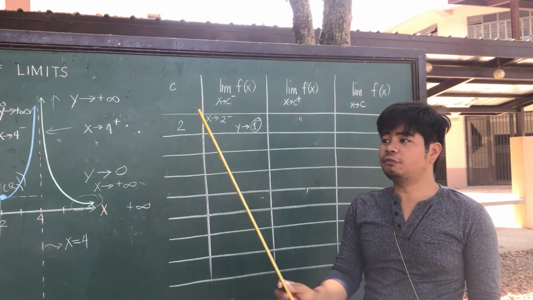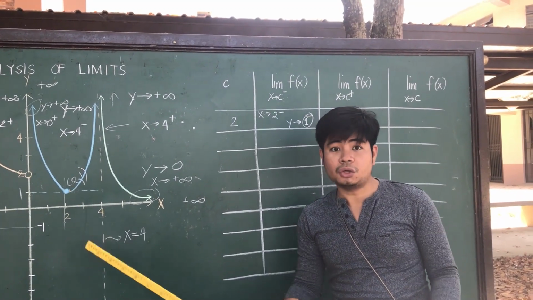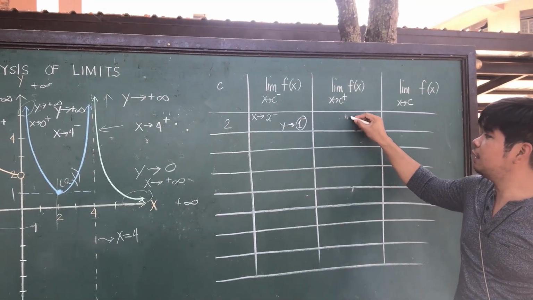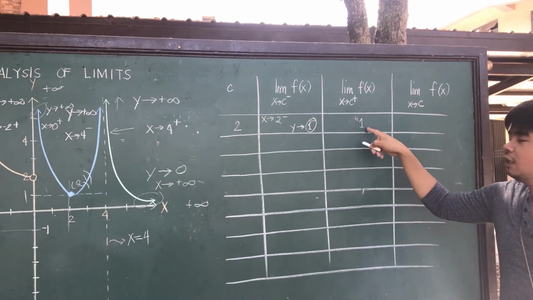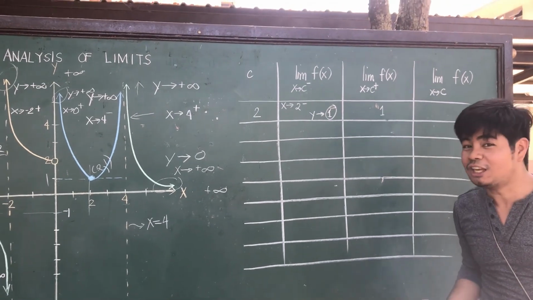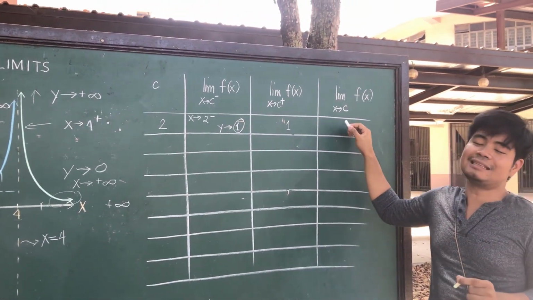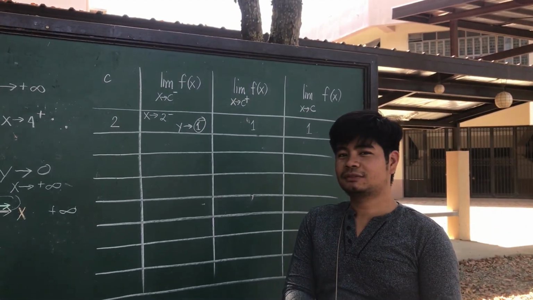It is also observed on the right of 2 na ang y approaches 1 also. Okay? Therefore, limit is 1. So kung 1 ito, 1 din ito, and according to the rule, limit from the left and right must be equal. Therefore, since they are equal and both exist, limit is 1.